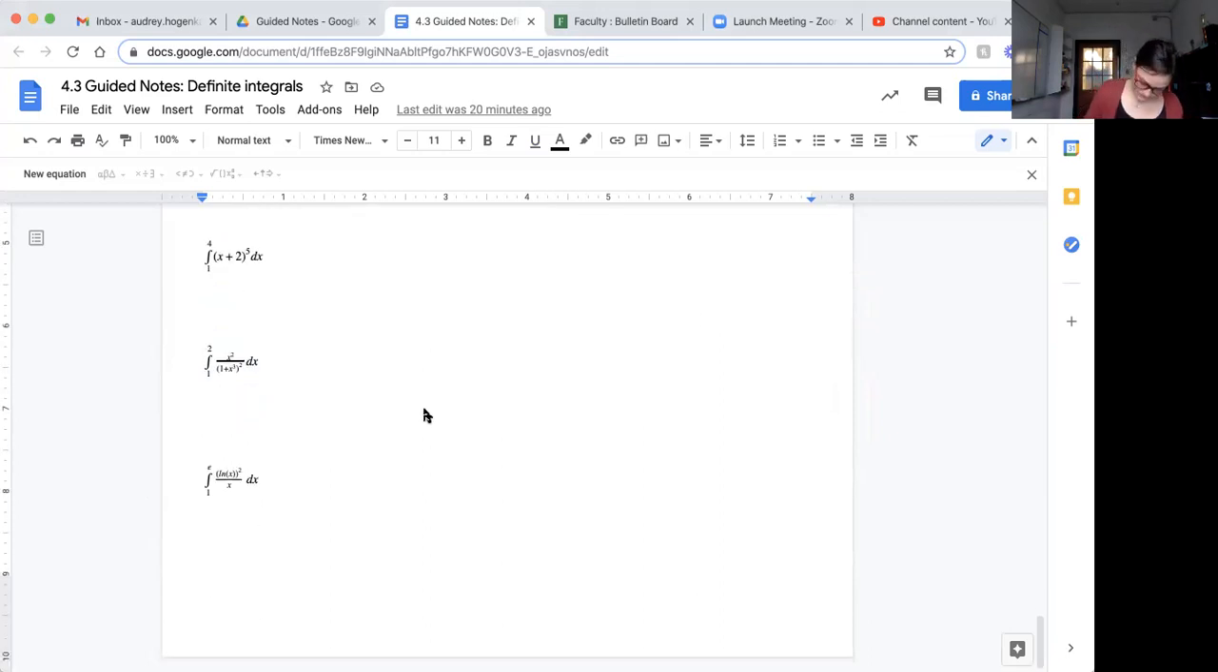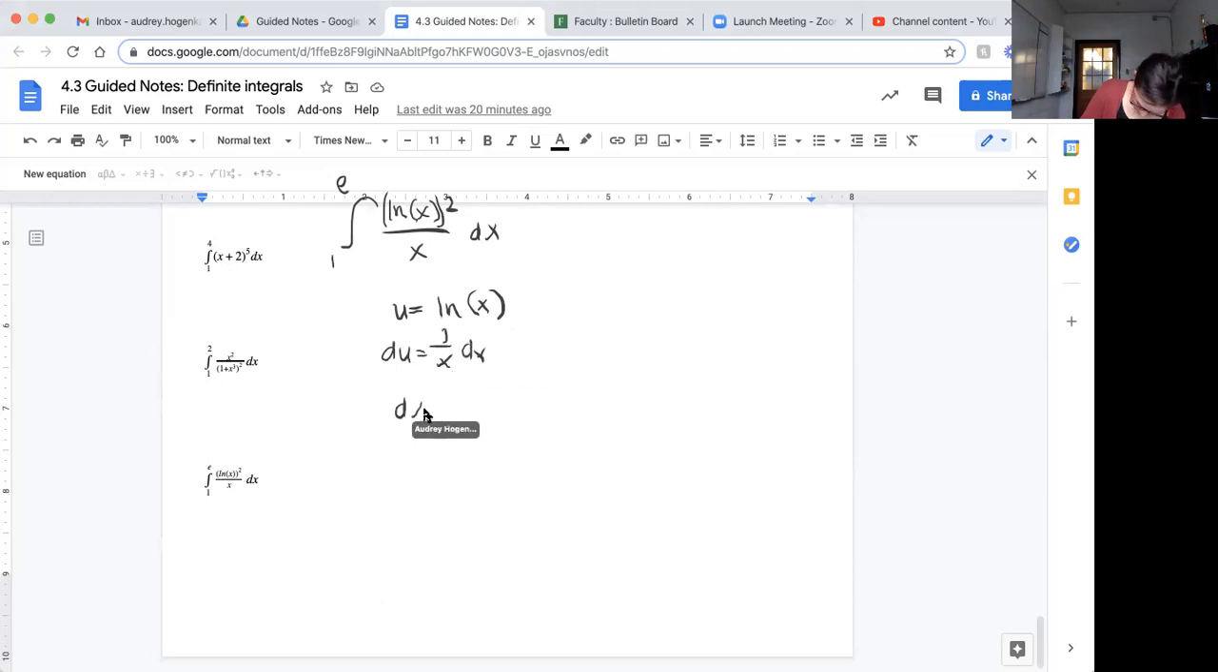All right, so we have the integral from 1 to e of (ln of x) squared over x dx. I'm going to let u equal ln of x because I know the derivative of natural log of x is 1 over x, and I see 1 over x in my problem. So du is equal to 1 over x dx. dx is going to equal x times du.